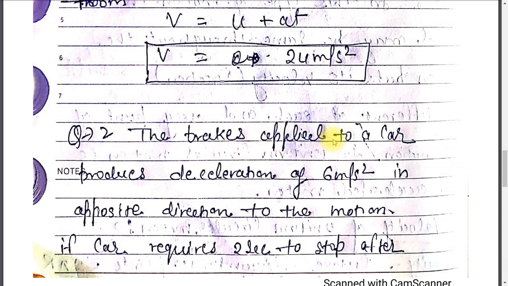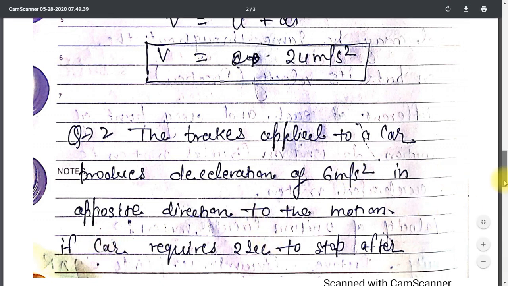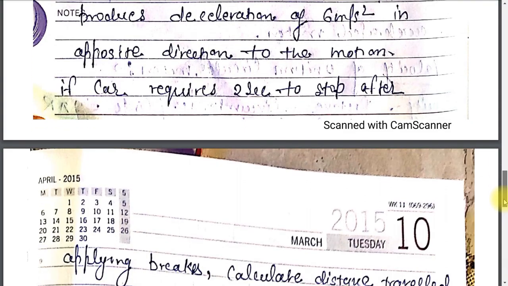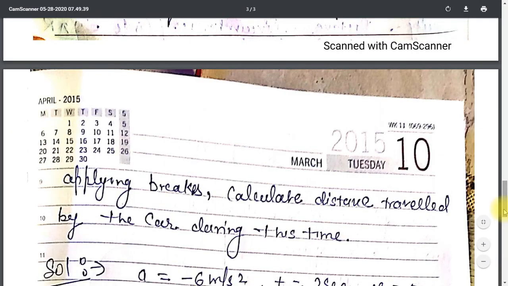The brakes applied to a car produce a deceleration. Deceleration means negative acceleration or retardation. Deceleration of 6 meter per second square, in the direction opposite to the motion. If the car requires 2 seconds to stop after applying brakes, calculate the distance traveled by the car.